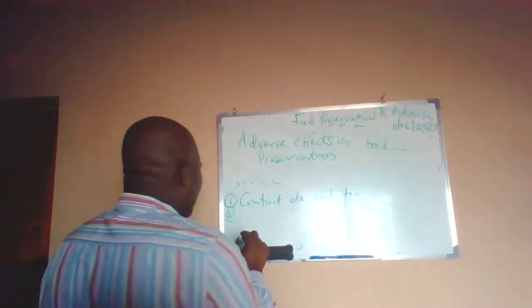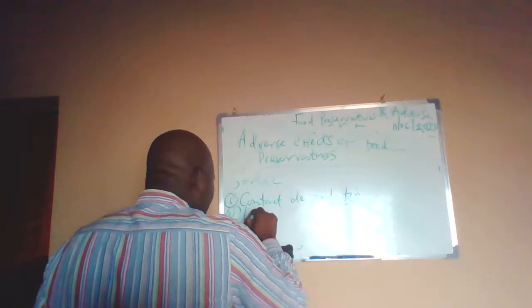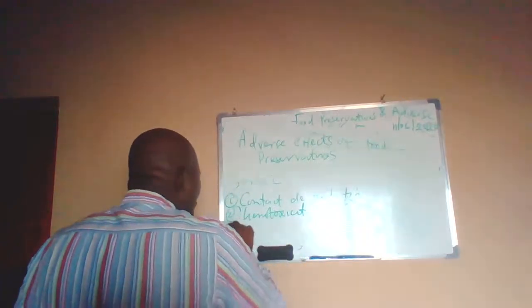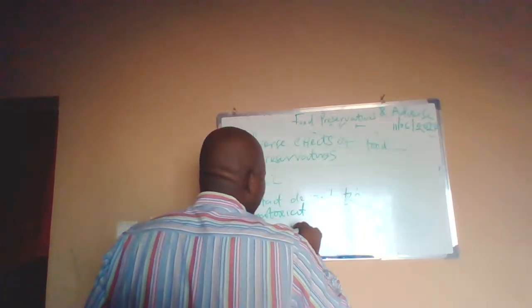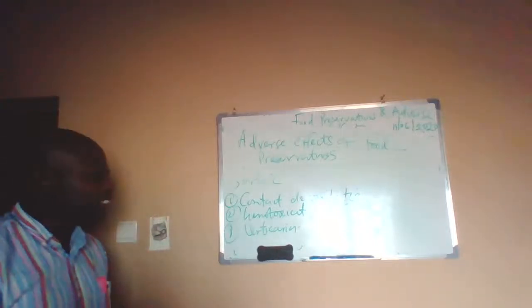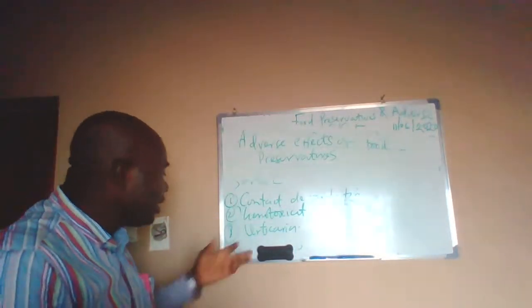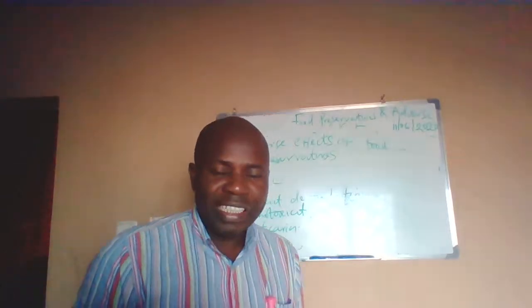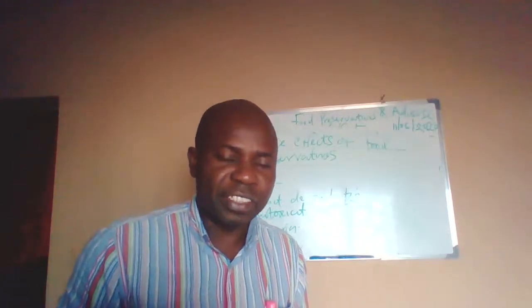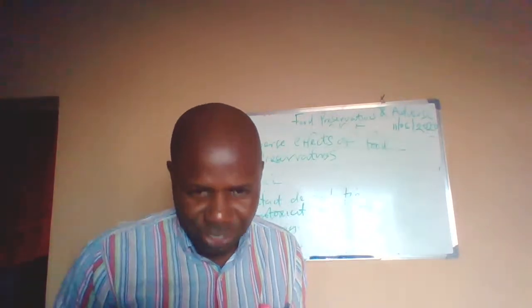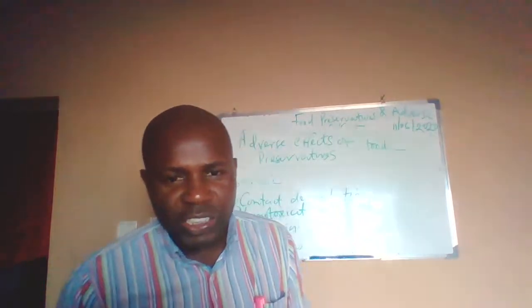Sorbic acid causes, number one, contact dermatitis, number two, genotoxicity, and number three, urticaria. Contact dermatitis is more of an inflammation process of the skin. Urticaria is an allergy. Genotoxicity, which I've explained earlier on, is toxic effect on the gene, the toxic effect on the DNA, deoxyribonucleic acid.